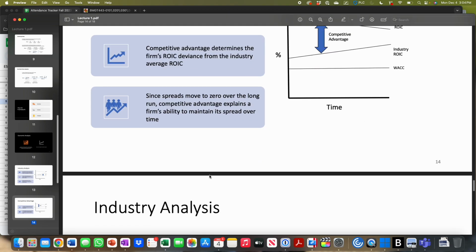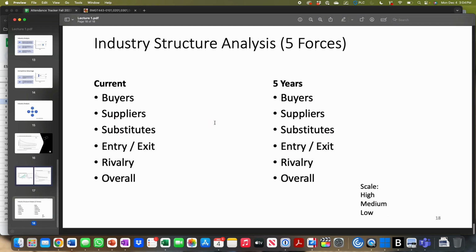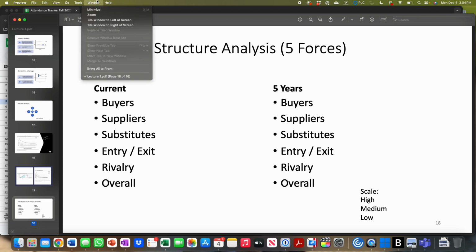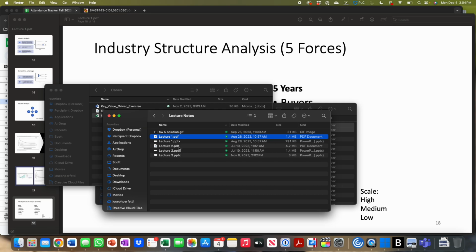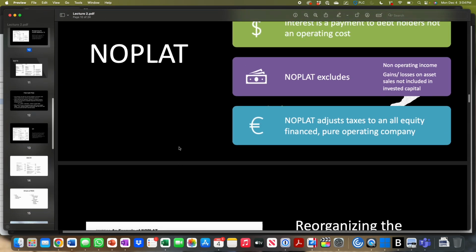We then went in the second section of the class. Let's see if I can open. And we looked at the past.